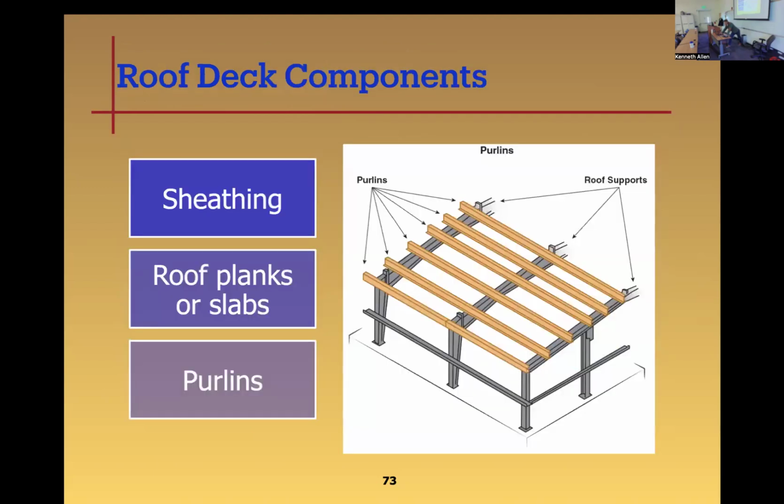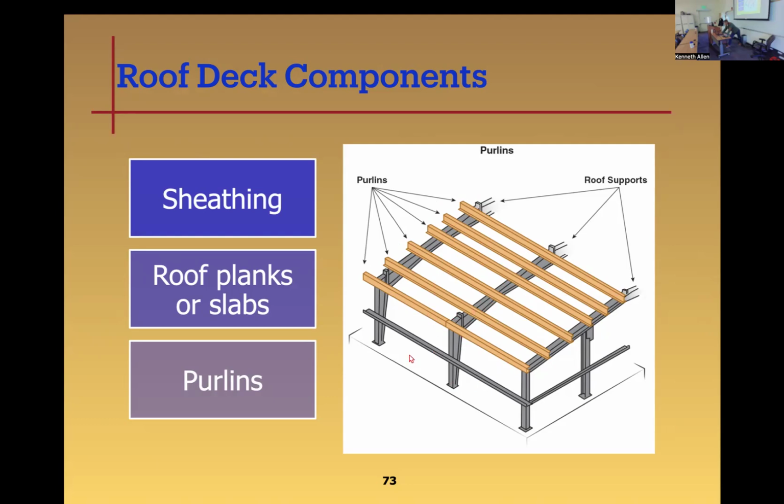Here is an example of different components of a roof deck. On the sides you have your roof supports or your rafters. In some situations, you may call them rafters. Then across the top, you'll have purlins that connect your roof supports together and discourage twisting and torquing. On top of this, you would run your sheathing.